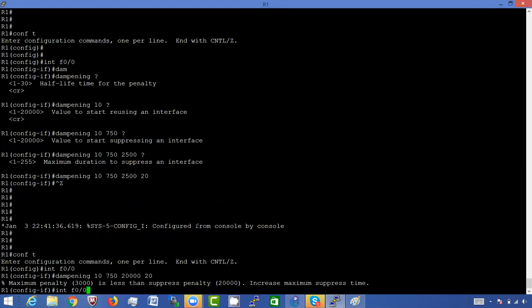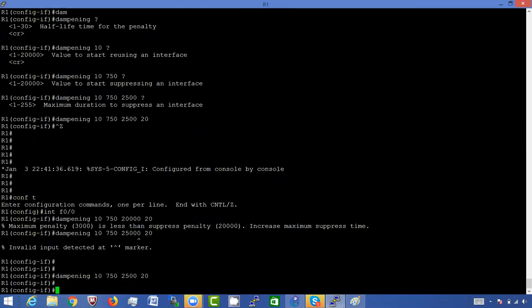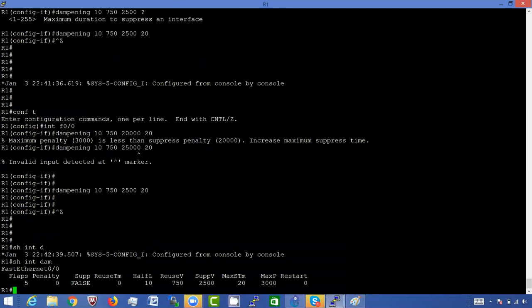So this is how you can change all these parameters over here. Let's say what I have given earlier, 2520. I have given this. Now when I do show interface dampening, see the half-life time will become 10 seconds. The reuse value has come to 750. The suppressed value I have given is 2500, and the maximum suppressed time I have given is 20. According to this formula, this time my router can only assign a maximum penalty of 3000. Earlier it was assigning up to 16000 when all these parameters were default. But now that I'm changing all of these values, my router has done some calculation. Now it knows that to this interface I can assign a maximum penalty of 3000 only.